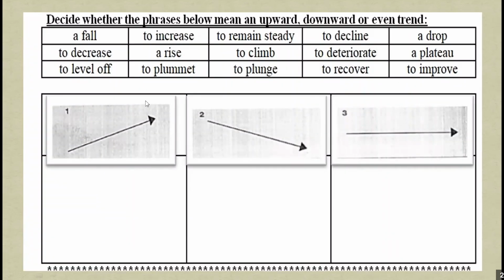Okay. Now, in this exercise, what you need to do is to decide whether the phrases below mean an upward, downward, or an even trend. So you need to put them in the right categories. A fall, for example, does it mean 1 or 2 or 3? Take your time, put them in the right places, and then I'm going to show you the answers.